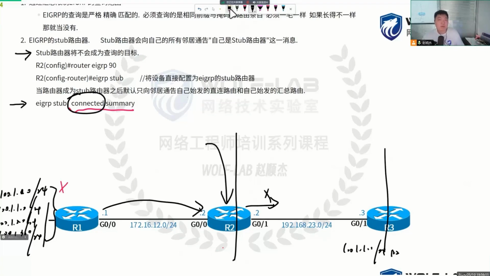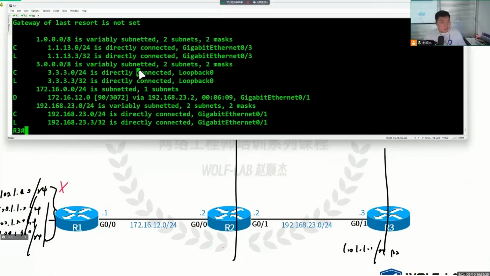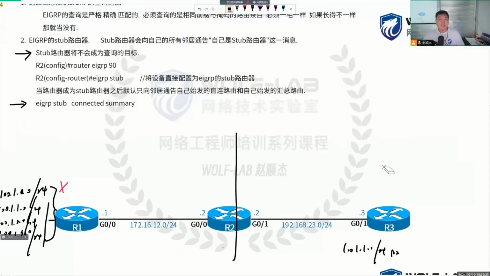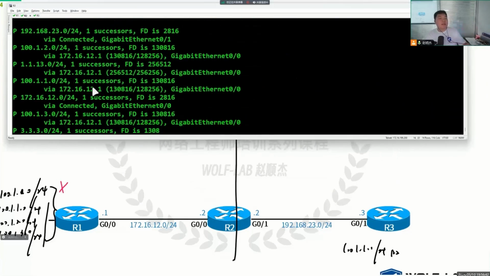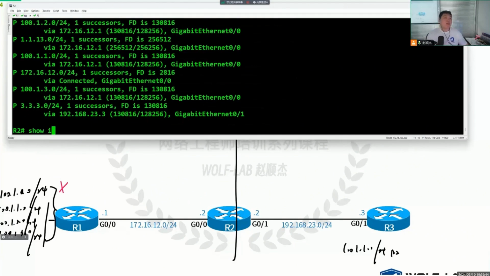Then, doesn't this pose a problem? We made R2 a boundary router with the purpose of limiting the scope of our network queries. The scope has indeed been limited. But since R2 has become a boundary router, due to its features, although I can receive these EIGRP database entries and access them myself, I will not announce to other neighbors the database entries I learn. I will only announce my own directly connected routing entries to our neighbors.